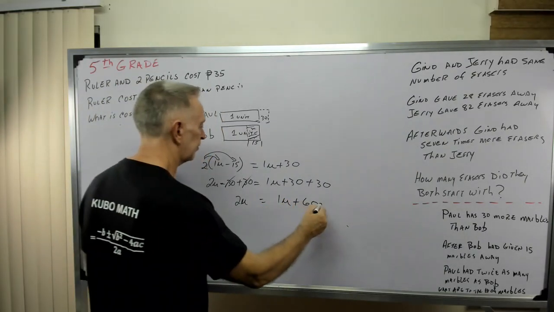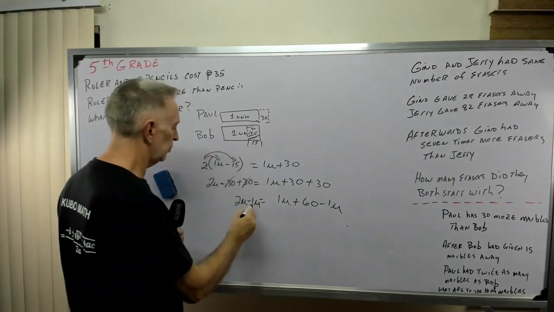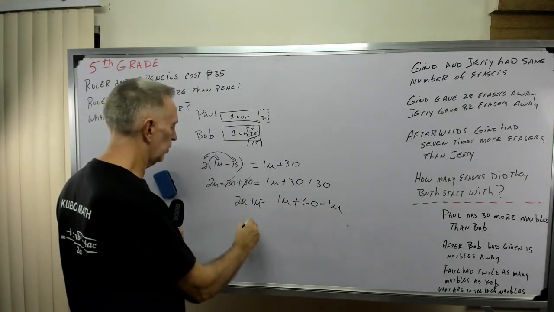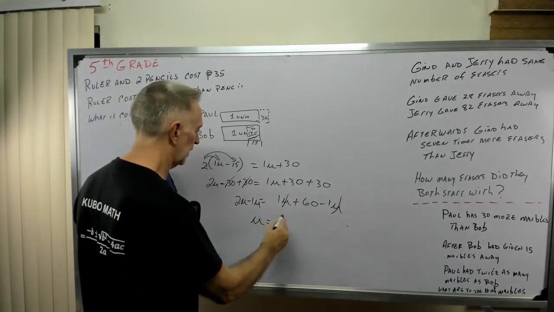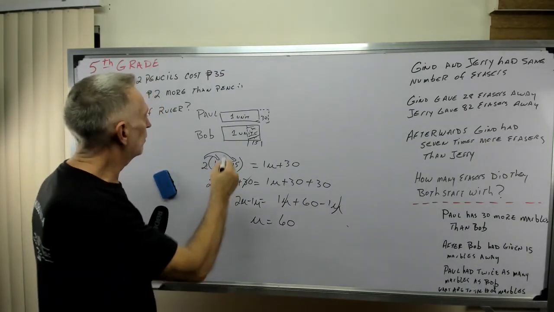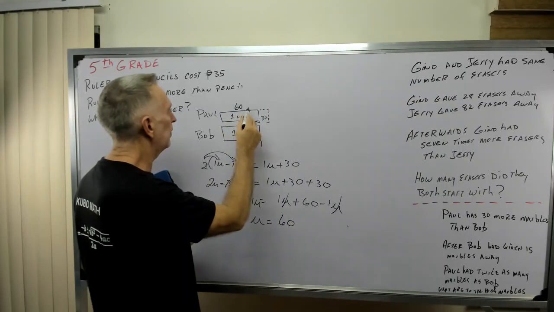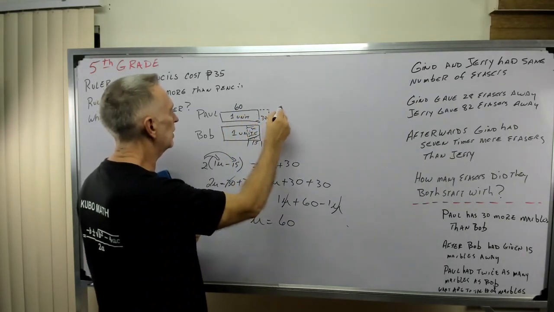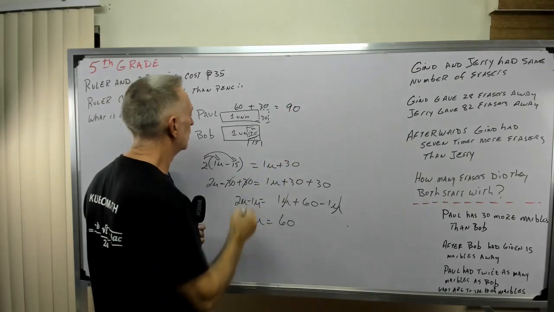Now let me subtract 1u from both sides. 2u minus 1u is 1u, just u. And that cancels on that side, so 1u equals 60. Okay, if 1 unit is 60, what did Paul have? Paul had 60 plus 30, so he had 90.